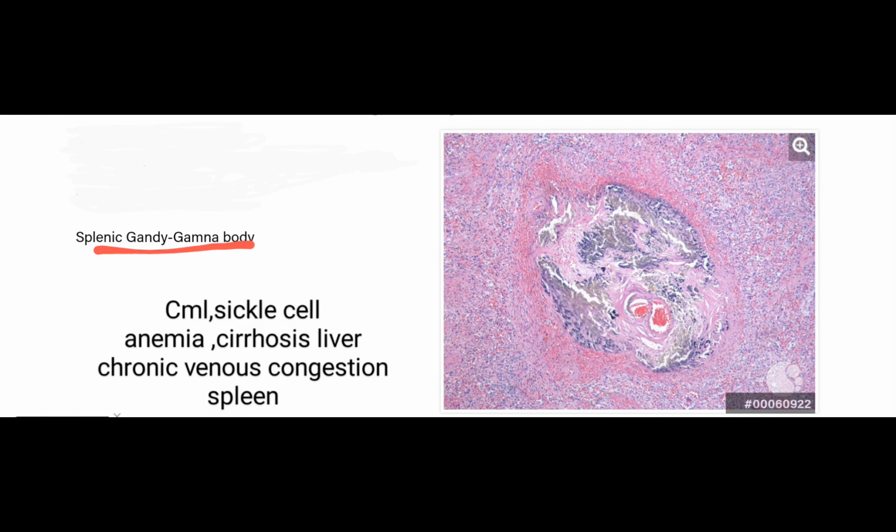So those were all the important bodies in the pathology section. Frequently the questions are asked. So I hope this will be useful to you.